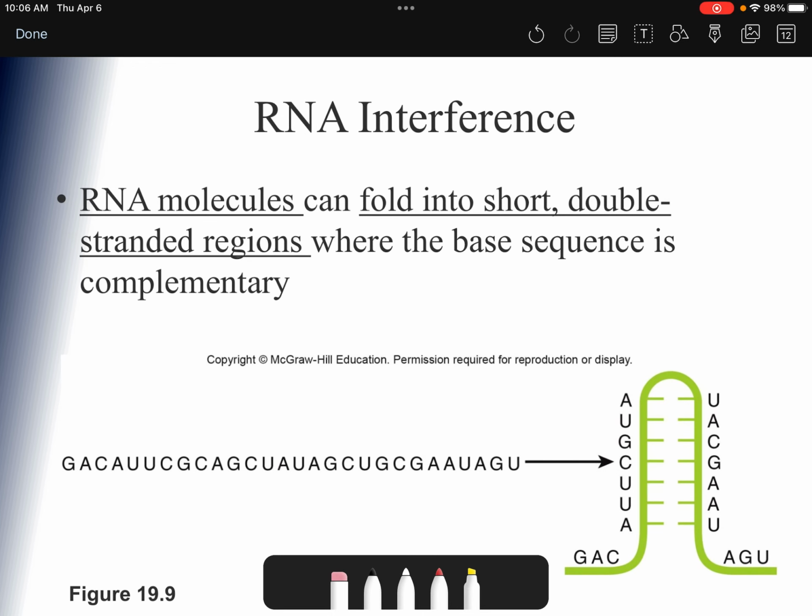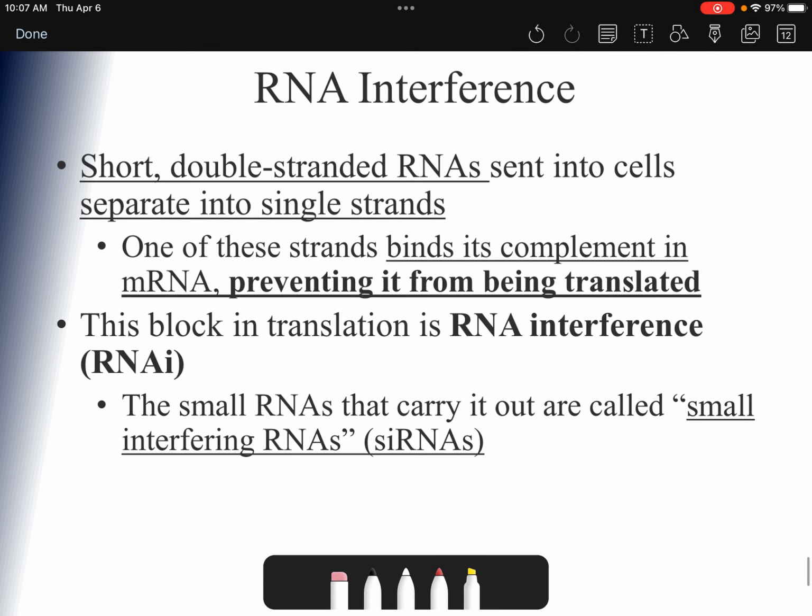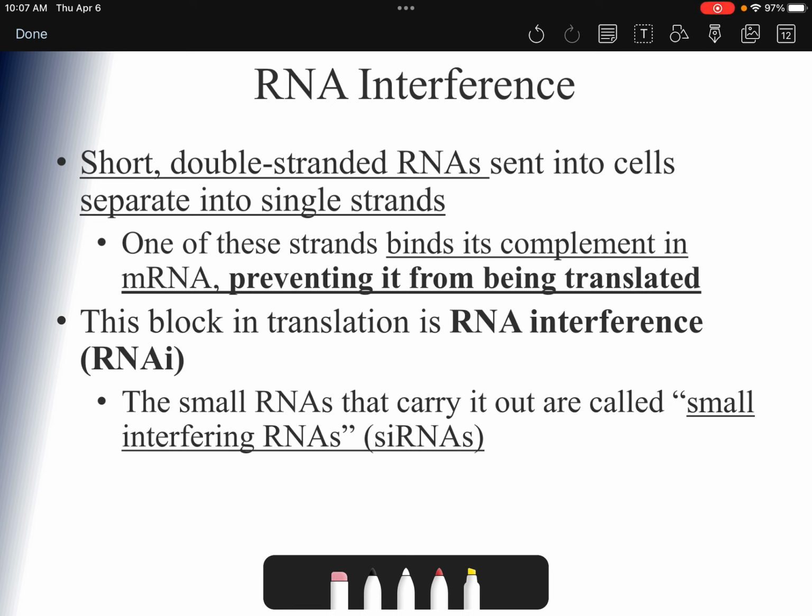Okay, RNA interference is where we use RNA molecules that, just like the name suggests, interfere with translation, basically. So there are RNA molecules that can fold into short double-stranded regions, just like it shows right here. And then those short double-stranded RNAs are sent into the cells, and they separate into single strands. And then one of these strands will bind its complement in mRNA, preventing it from being translated.